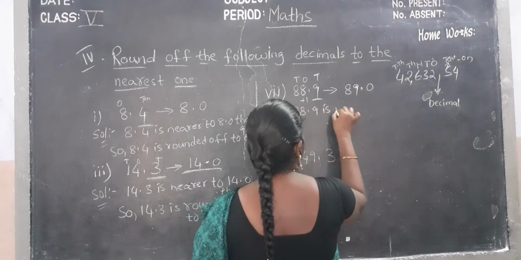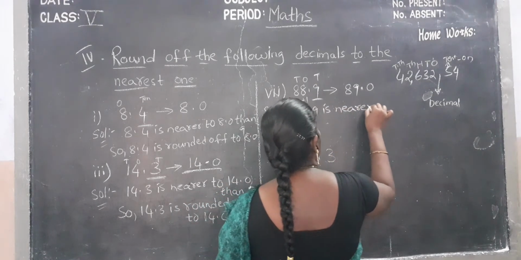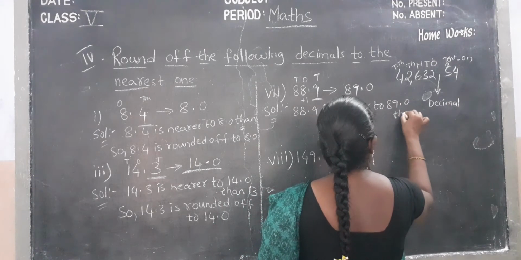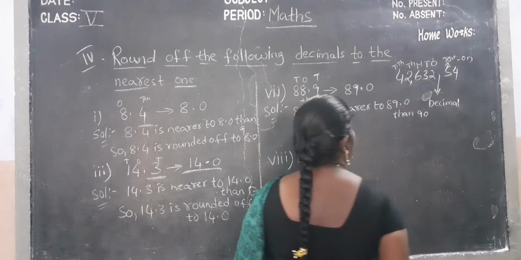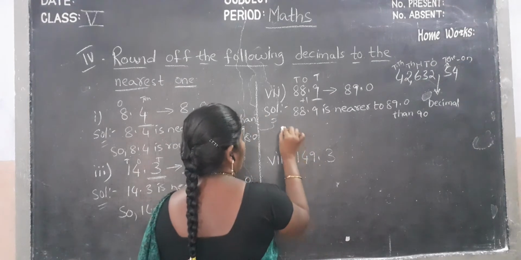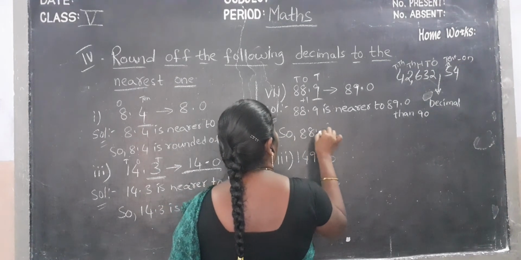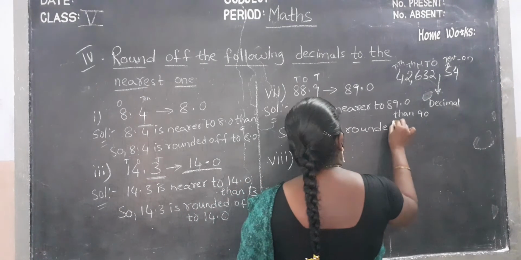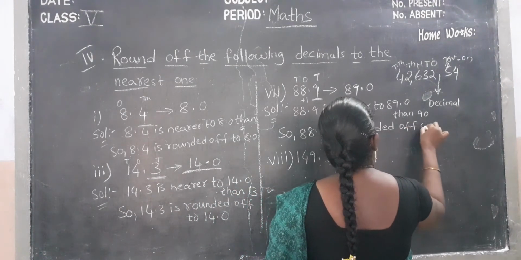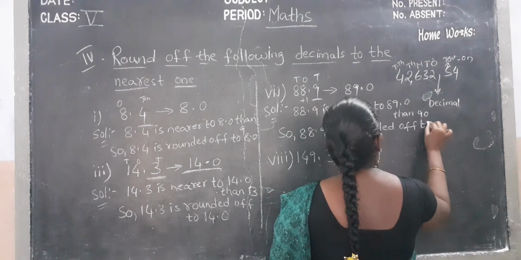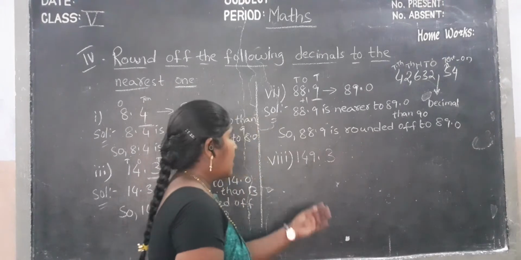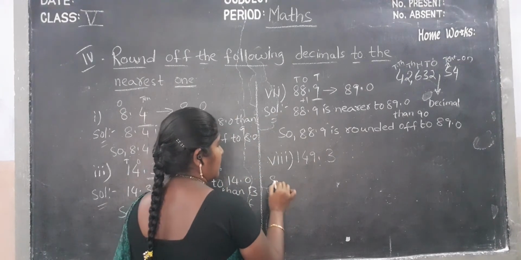88.9 is nearer to 89.0 than 90. So 88.9 is rounded off to 89.0. Okay, children.